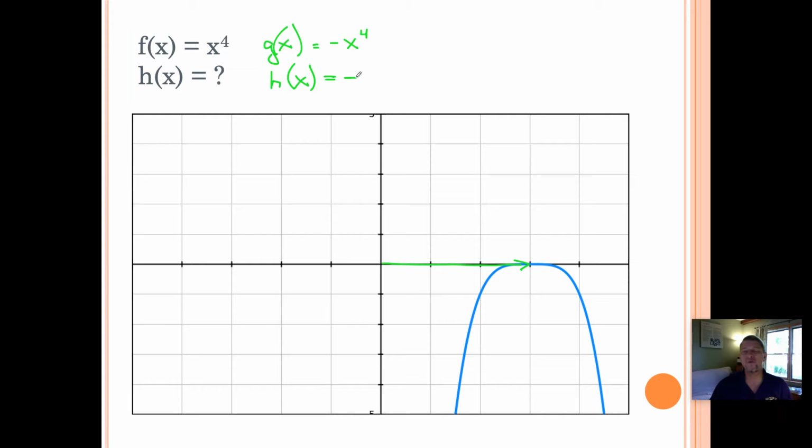Now, how do I move 3 units to the right? Well, here I have to change the value of x. And so it's going to be x minus 3 to the 4th power. And so there it is. h of x equals negative the quantity x minus 3, all to the 4th power. So again, I've moved it 3 spaces to the right and I've flipped it over. Okay.